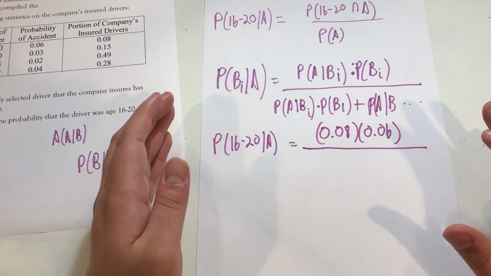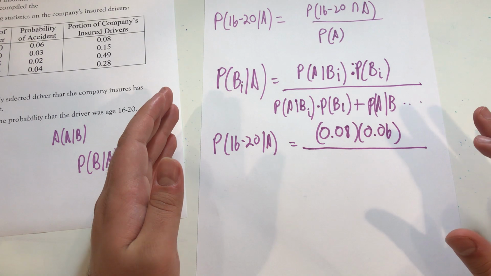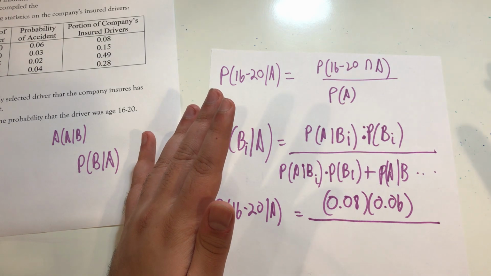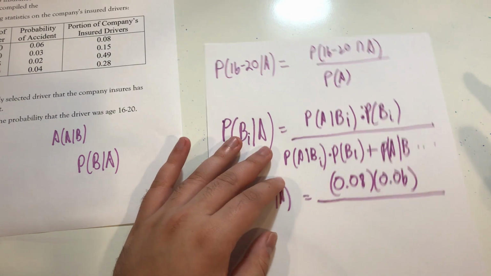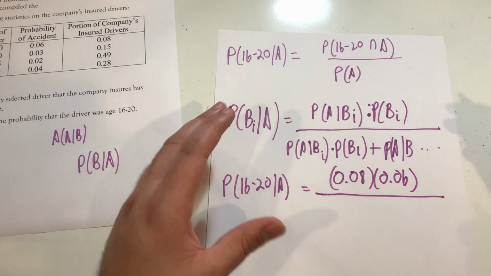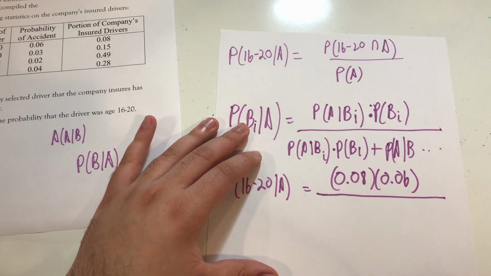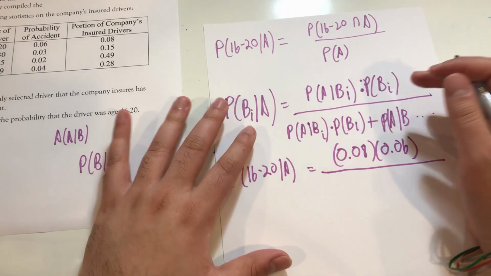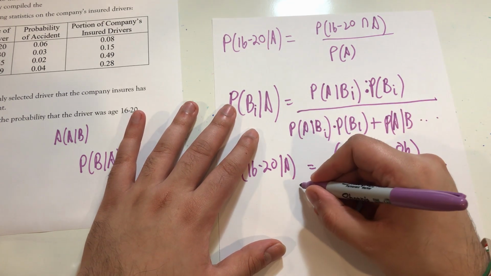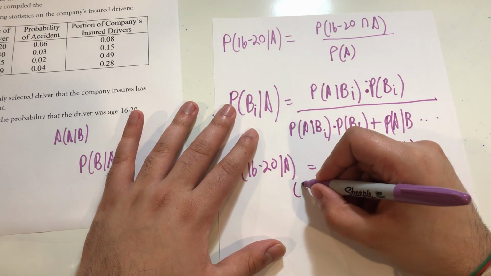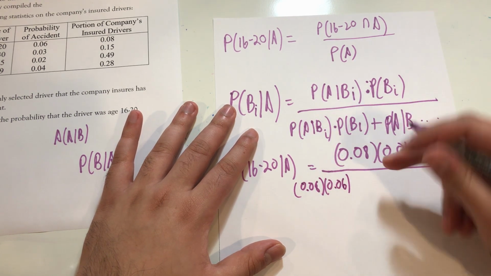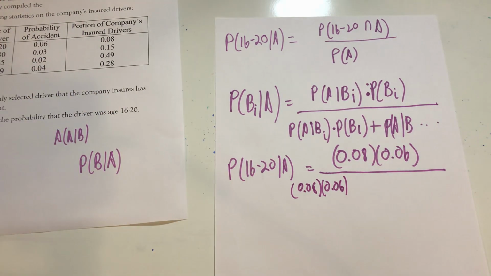Well, first we need to figure out the total probability of being in an accident. Well, that's going to be the probability that you're in an accident given that you're in a certain age group times the probability of being in that age group, and the sum of all those. So first, the 16 to 20 age group, which is, I'm going to just start it off here because it's going to get kind of long, 0.08 times 0.06. And what you'll notice is your numerator will always be one of the terms in your denominator when using Bayes' theorem. Okay.